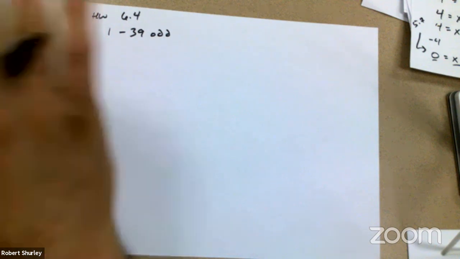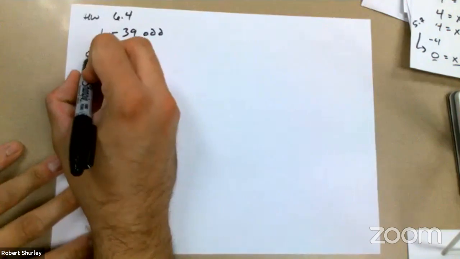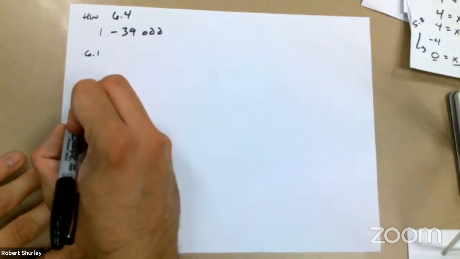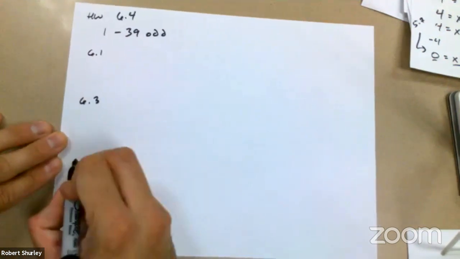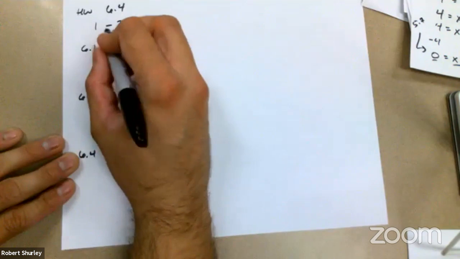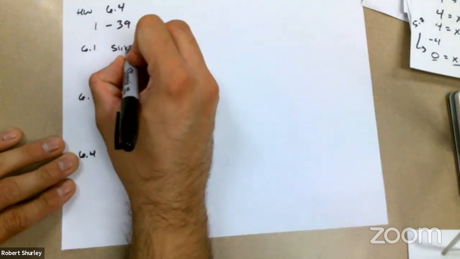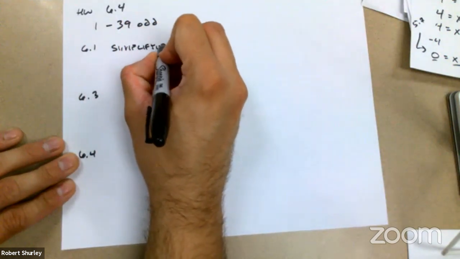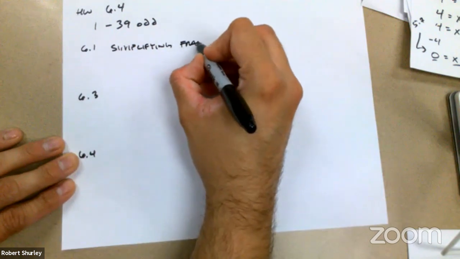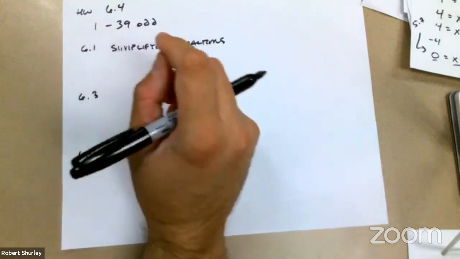Okay. Questions, comments, concerns? Are you sure we're getting it? Okay. So let's go over this. This test is over 6.1, 6.3, and 6.4, and I'm going to tell you what to focus on. In 6.1, that first lecture was on simplifying fractions, right? 6.1, simplifying fractions.